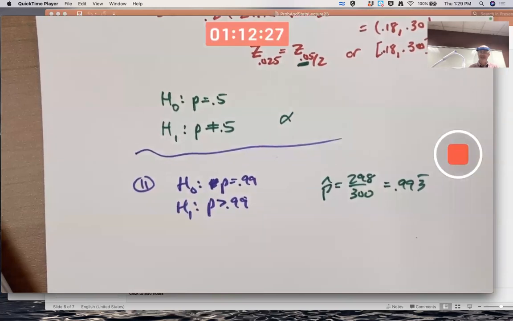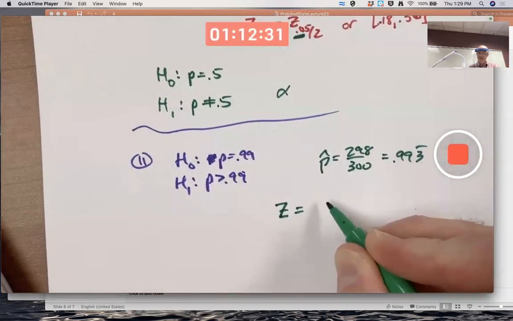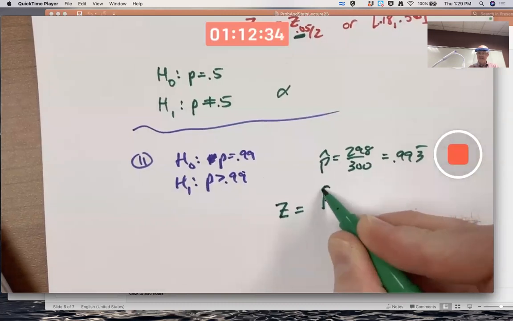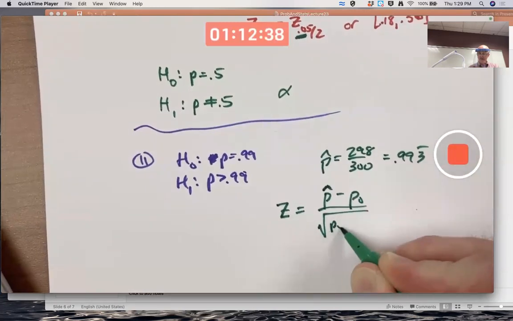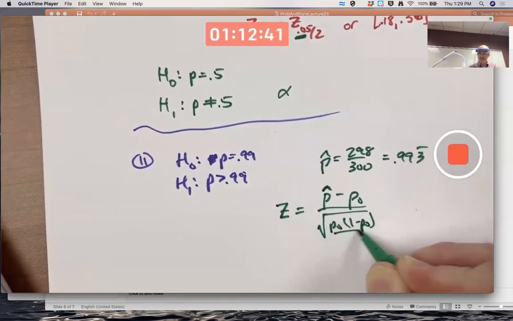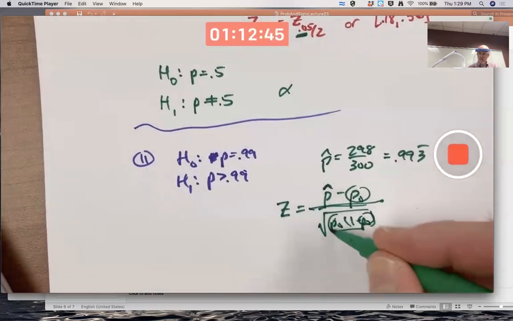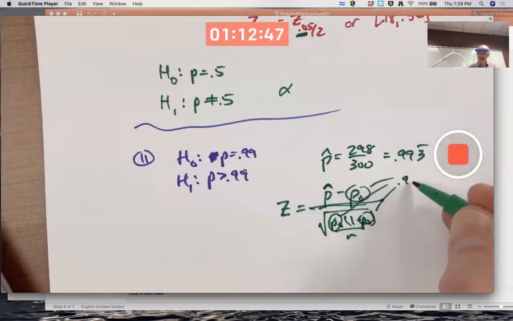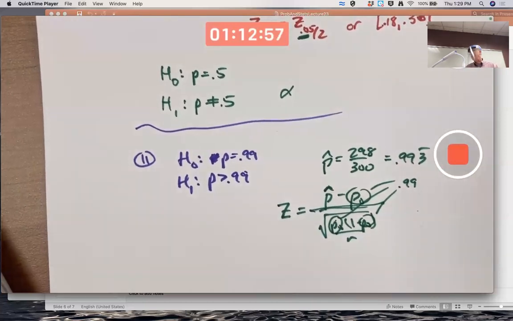And we're out of time. I'm not going to finish the problem, but I will say what you would do is you'd compute a z statistic looking like this, where P0 is the null value. That's going to be 0.99. And if this z statistic is extreme in the positive direction, because it's a right tail test, if the p-value is small, we would reject the null.